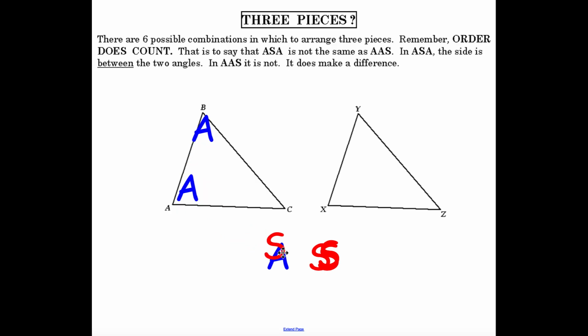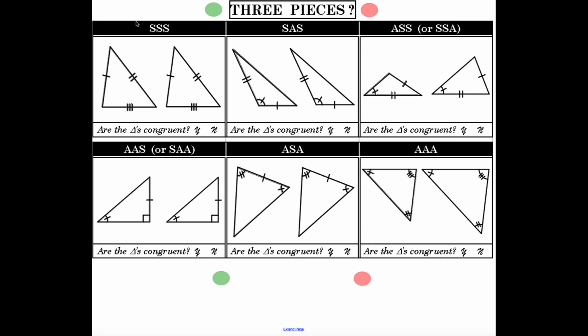And then finally, the one we haven't talked about yet, AAA. So in all, there are 6 different orders that this could occur in, 6 different combinations. We have to check them all out. I believe we should flip to the back side of your notes, or the second page of your notes, and examine 3 pieces. Here we go.